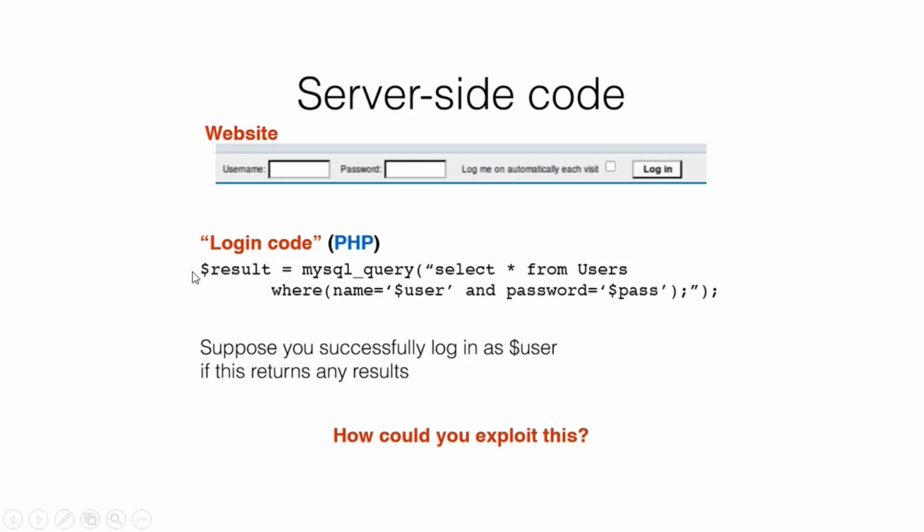What query will it execute? If you see the login code, this is in PHP format. The result is equal to mysql_query, where we write SELECT * FROM user. That means we have to match whether the user is there or not. So we give the query where username is equal to the username and password is equal to the password. If both match, that name goes to the result. If it is successful, you are logged in as that particular user and the result is returned.